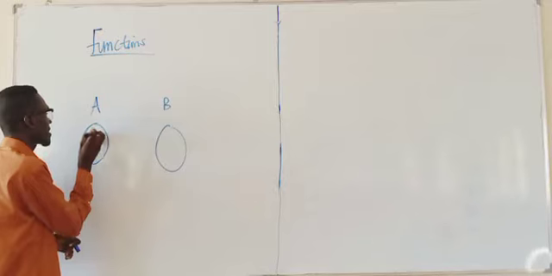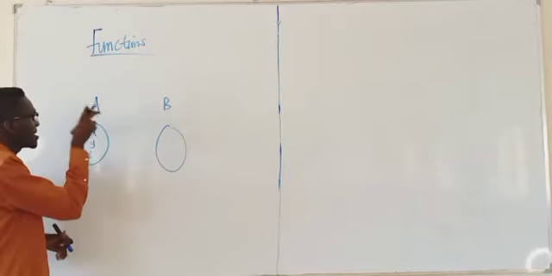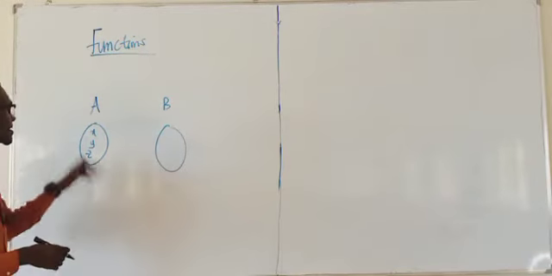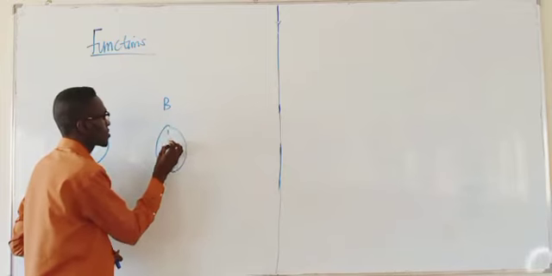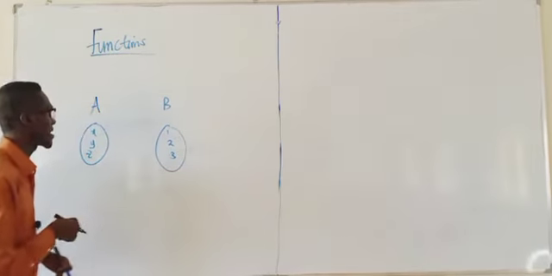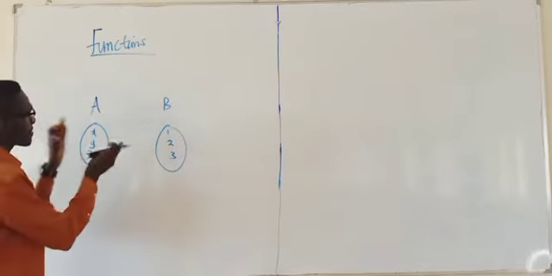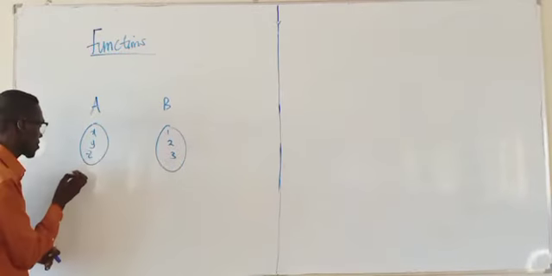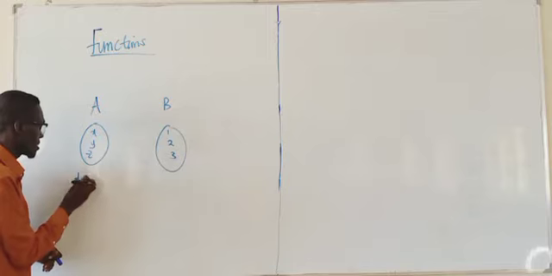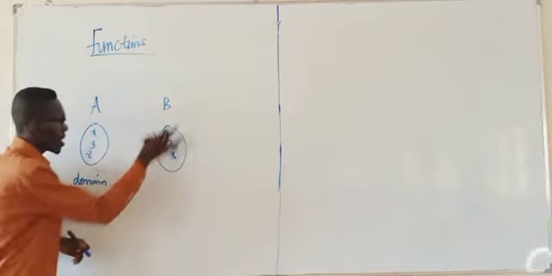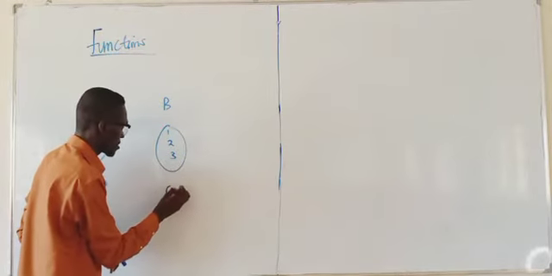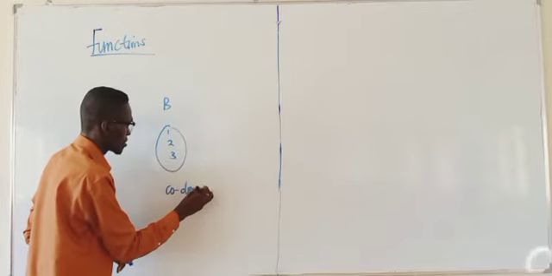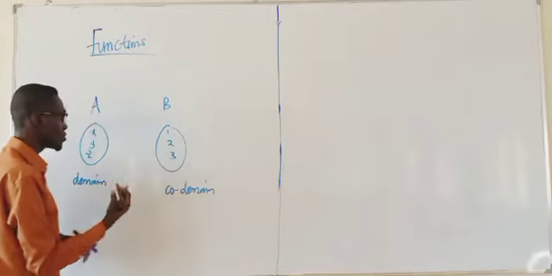Suppose I have elements X, Y, Z in the A set, and I have 1, 2, 3 in the B set. Recall I said they are both sets. I will call A the domain, and I will call B the codomain. I'll tell you why.